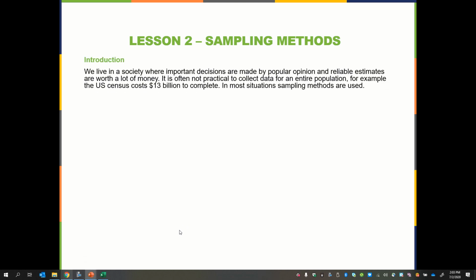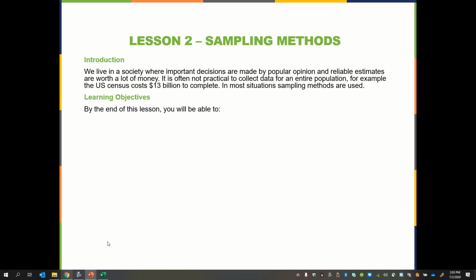First of all, we want to get a sense of what statistics is, why it exists as a science. Since you are taking this class, what would be the motivation for learning statistics? We live in a society where important decisions are made by popular opinion, and reliable estimates are worth a lot of money. It is often not practical to collect data for an entire population. For example, the US Census costs $13 billion to complete. That's why we only do it every 10 years. In most situations, sampling methods are used.